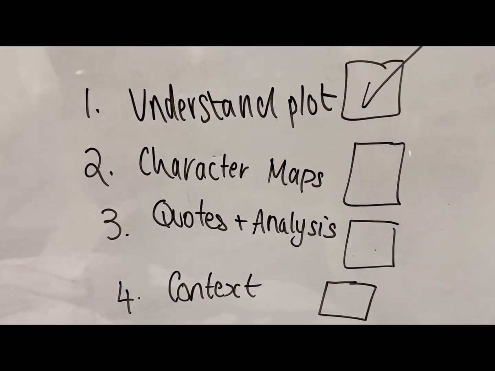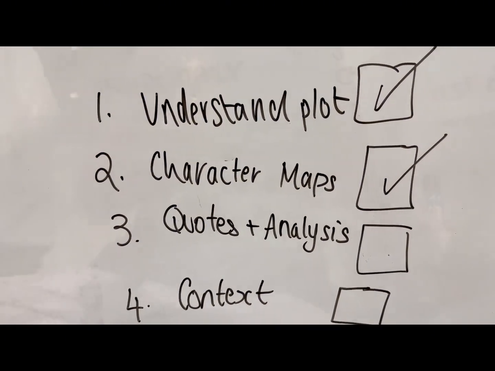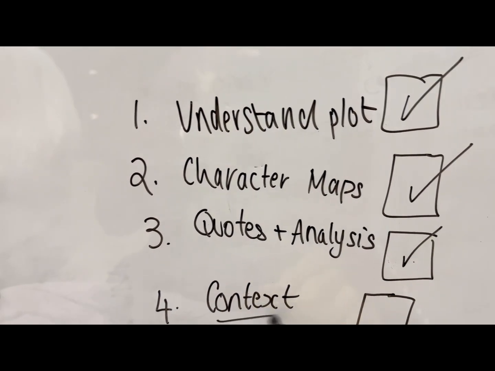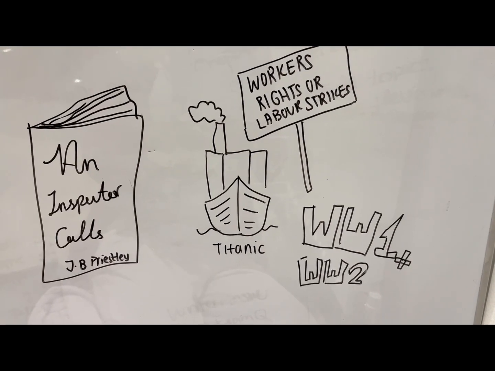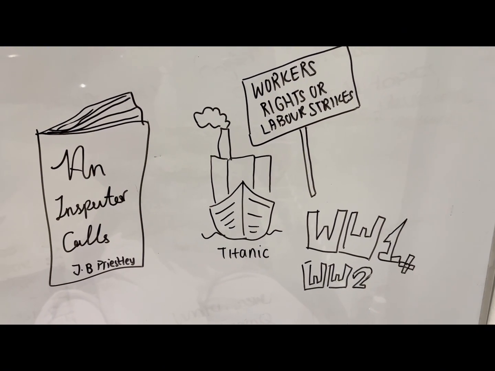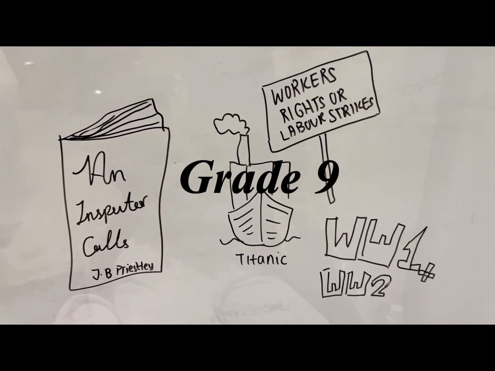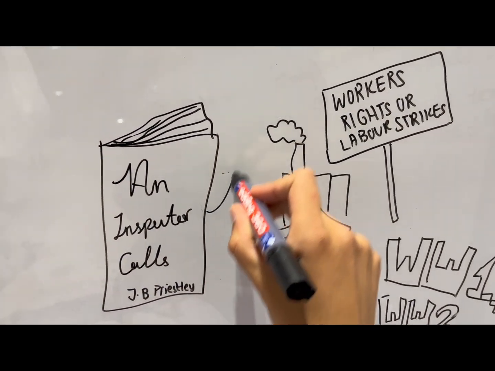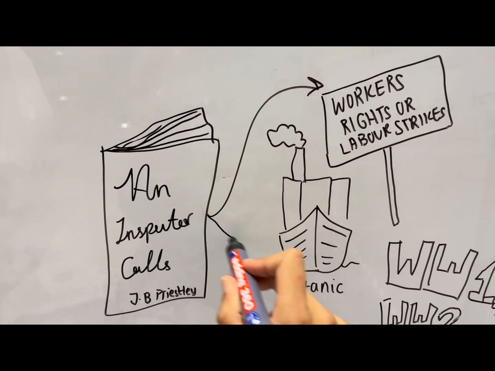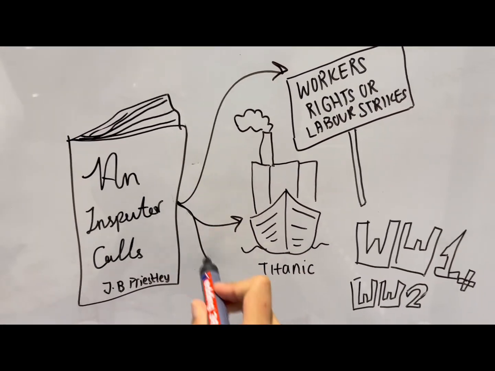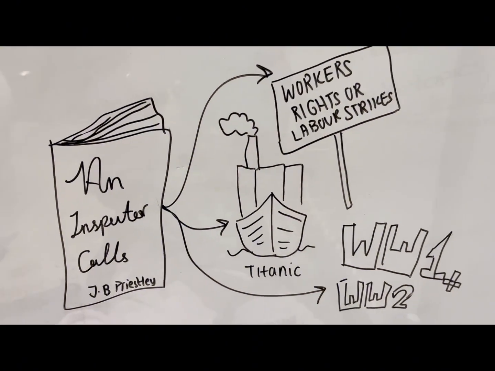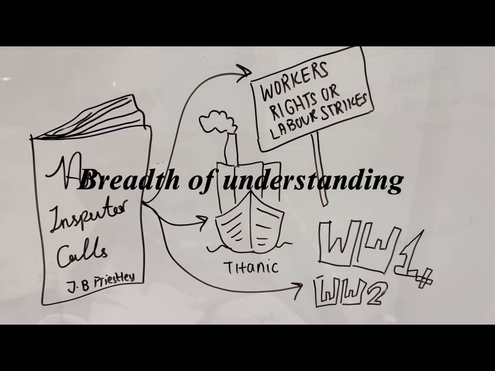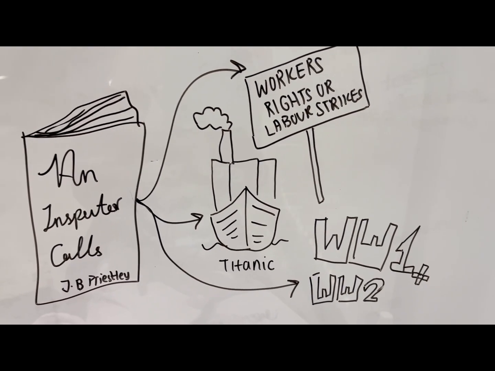So after understanding the plot, creating my character maps and doing my quotes and analysis, I then looked at step 4, which is context. Now, I would argue that the way to move from the grade 7s and 8s to 9s is through context, linking your text, for example, An Inspector Calls, to key context moments like the workers' strikes, like the Titanic, like the world wars. And doing this shows your breadth of understanding and how it's going beyond the text to the context and what Priestley's message was.